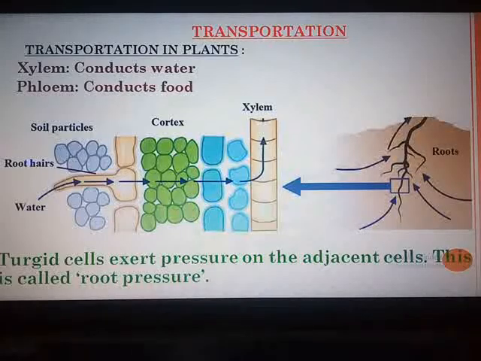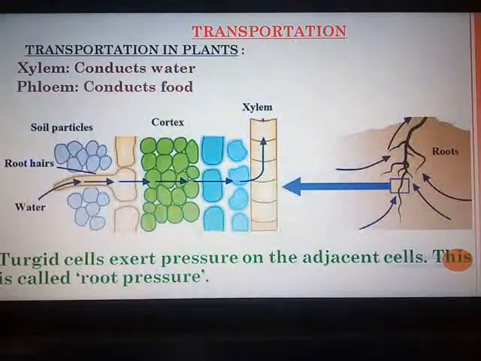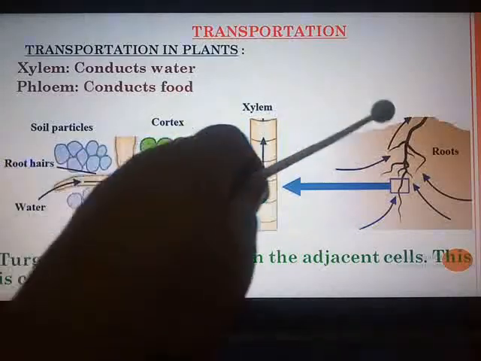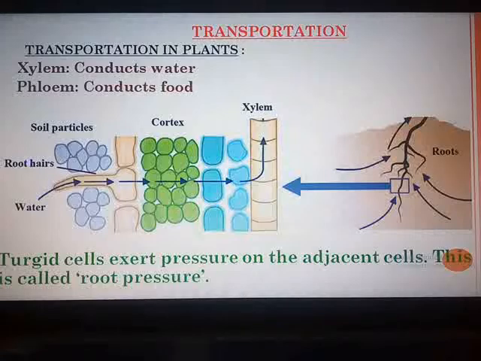Now we will go a little deeper to see how transportation occurs in plants. First we will see absorption with the help of roots. Just now I have told you that roots are in contact with the soil and they play a major role in transportation. You can see the roots of the plants. They contain xylem.